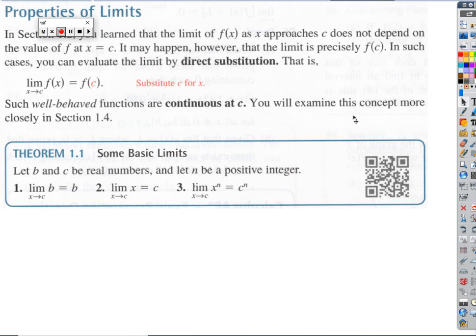Okay, so we looked last week. We talked about limits. We got our introduction to limits. We talked about what they are, how we represent them, and we evaluated some limits. But the techniques we used for evaluating limits were not algebraic. They were using tables and graphs, right?